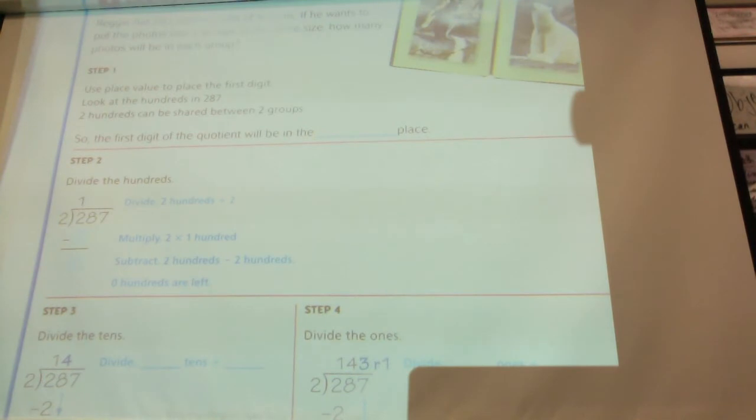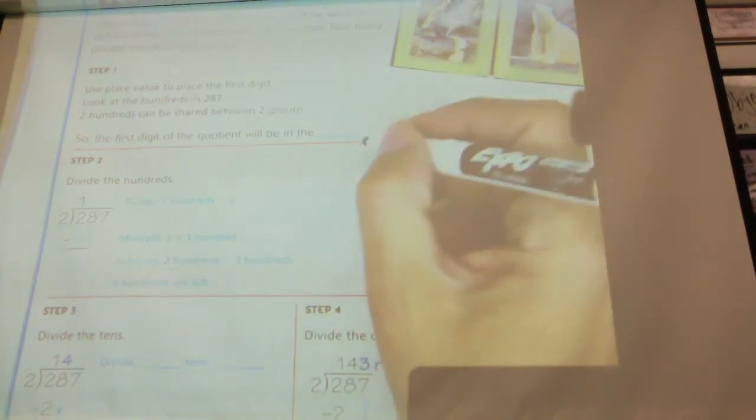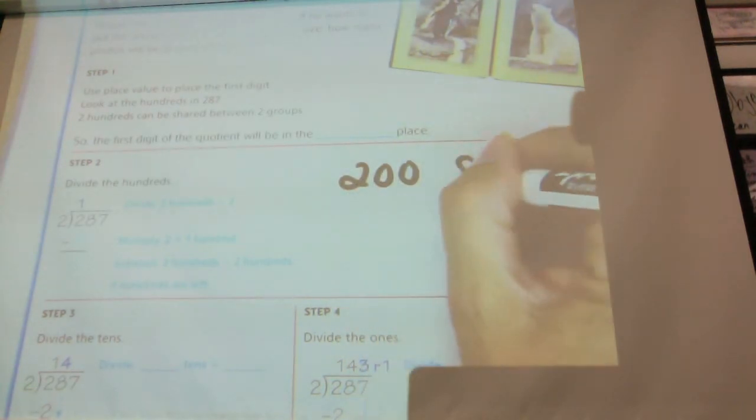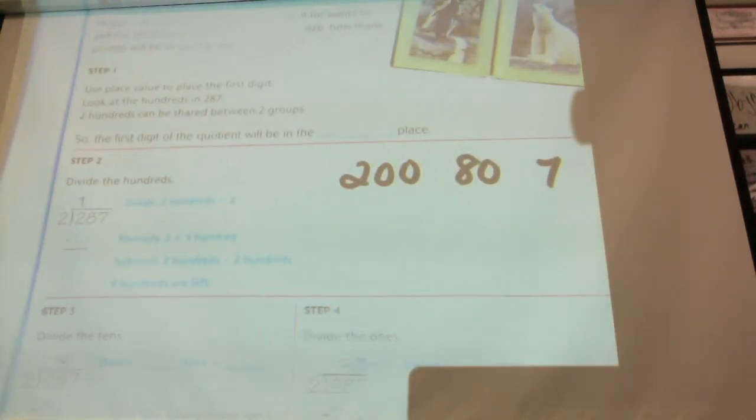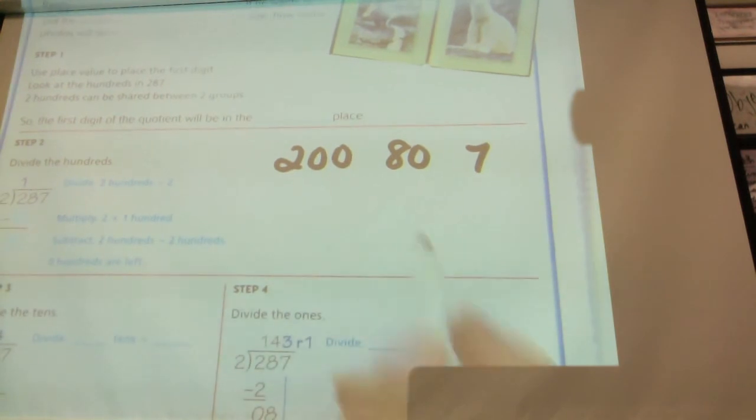What does 200 look like? What does 80 look like? And what does 7 look like? I'm going to just write it so I can think about it. I don't have to draw out the 2 blocks. I don't have to draw out the 8 10 sticks or the 7 ones. If I write it this way, I can think about what that looks like.